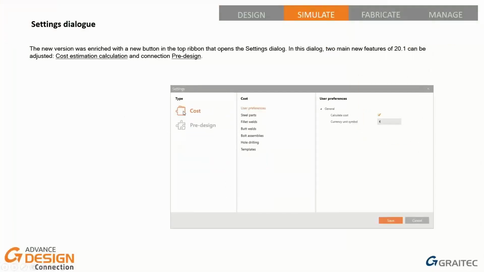So the next option is the setting dialog, and I already showed this to you. We have a special icon now to bring up this setting dialog box. And in this setting dialog box, you can always modify the cost values and all of the parameters related to the new pre-design feature.